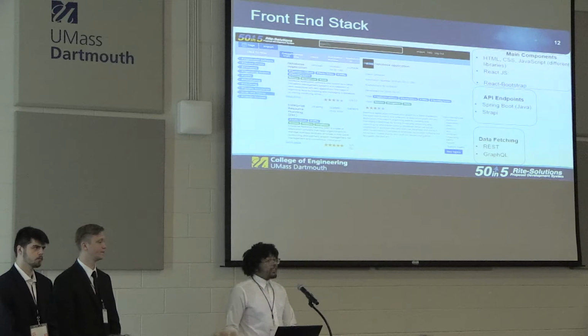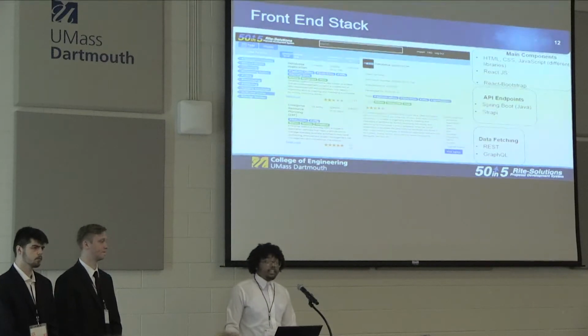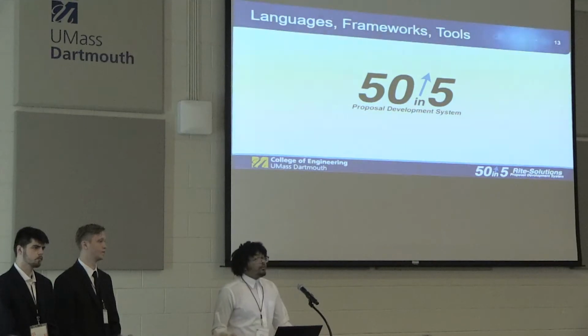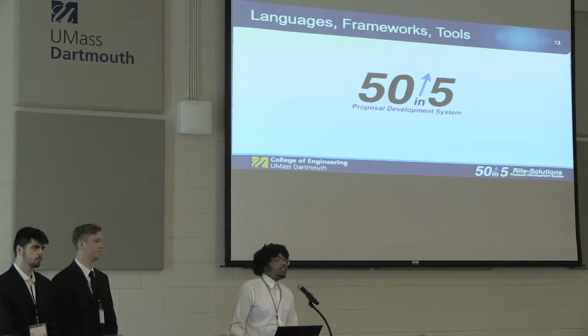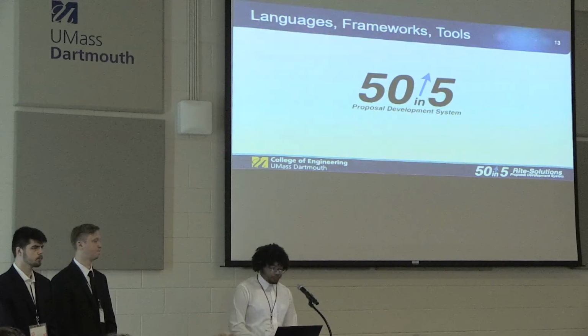And the way that we can obtain this data is through our data fetching, the last part of the stack. Now, REST and GraphQL serve as a routing system for data flow within our program entirely. So now that we've spoken about all the components that make up our 15.5 proposal development system, I'm just going to give us a wrap up of all the languages, frameworks, and tools that we use throughout the whole project.